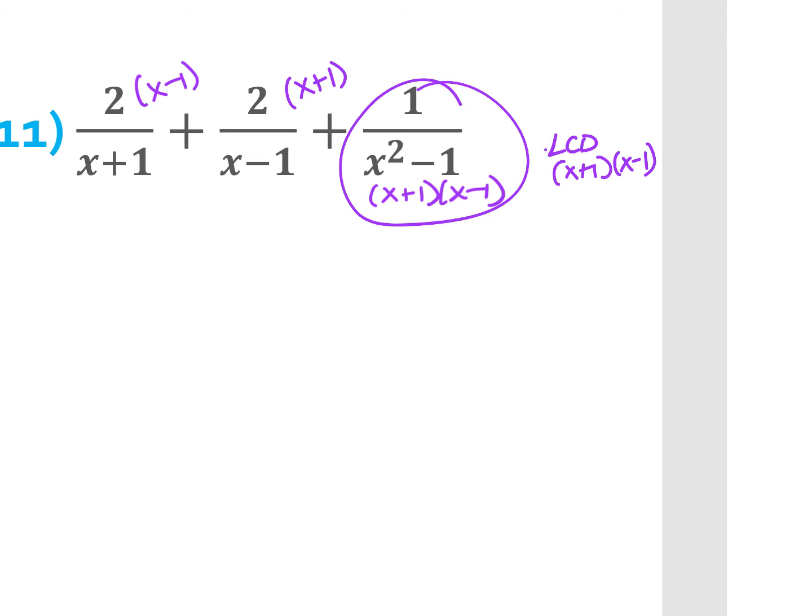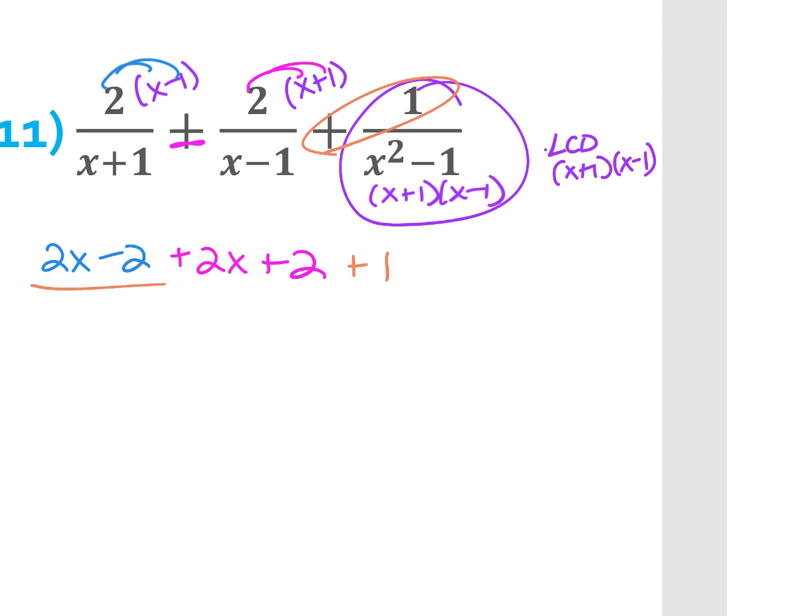So I'm going to distribute first the 2 here, 2x minus 2. Then distribute the 2 here. It's a positive 2, so I keep it positive. 2x plus 2. And then I keep the plus 1. All of this goes over x plus 1 and x minus 1.